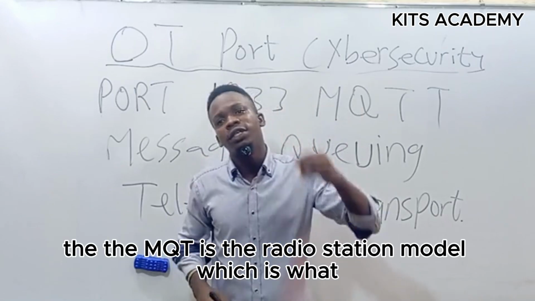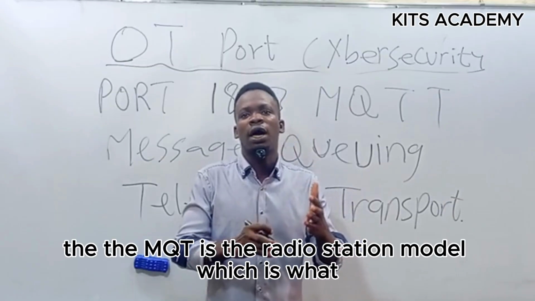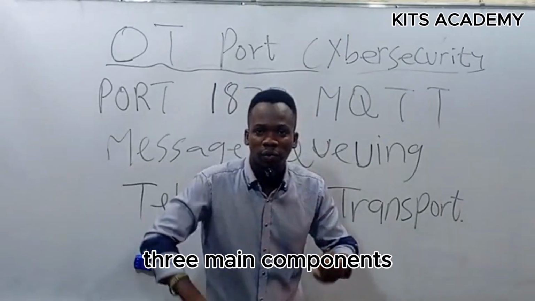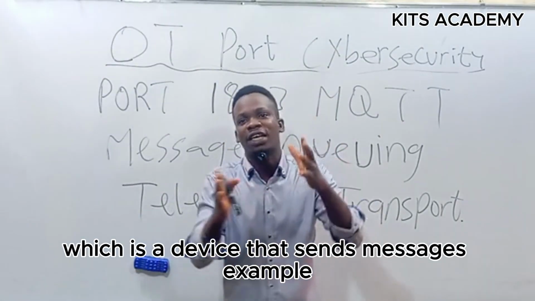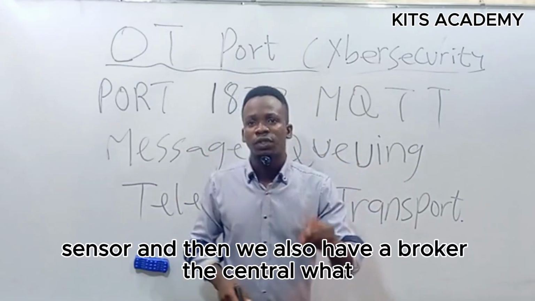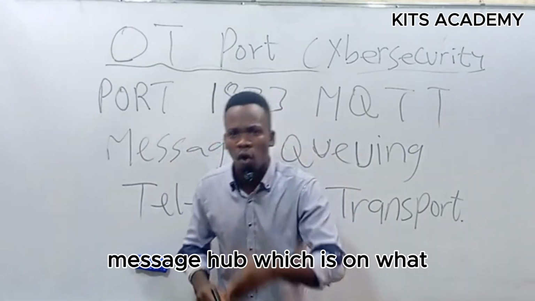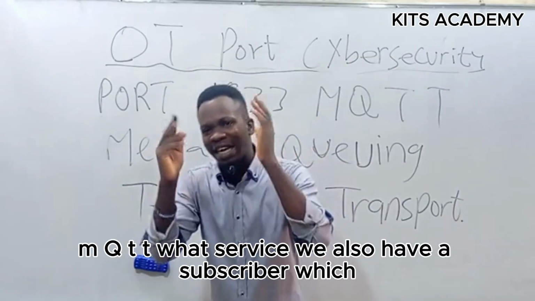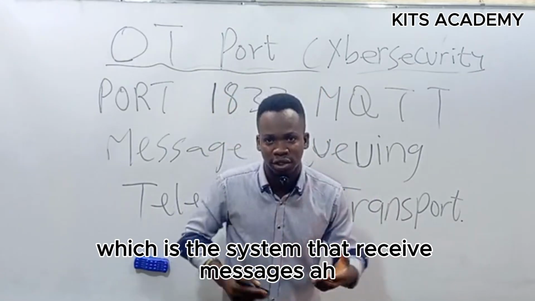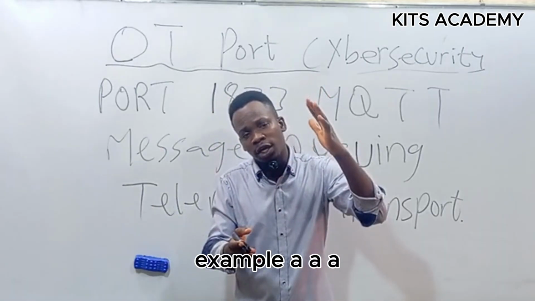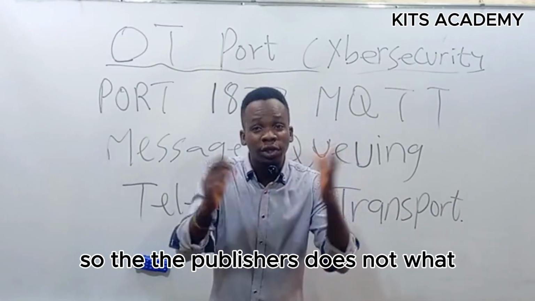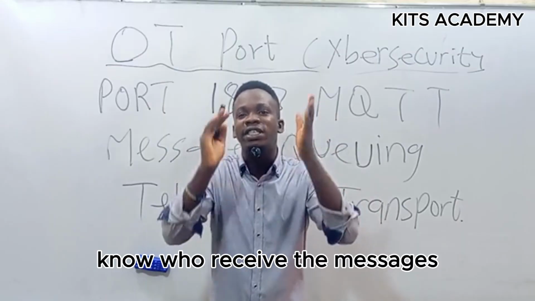MQTT is the radio station model, and it uses three main components. Number one, the publisher, which is a device that sends messages, for example a pressure sensor. Then we have a broker, the central message hub, which is the MQTT server. We also have a subscriber, which is the system that receives messages, for example a dashboard or analytics platform.